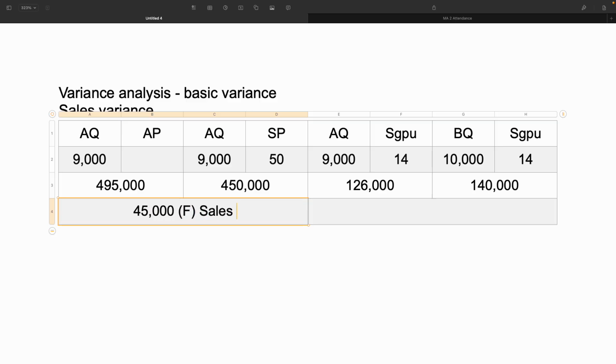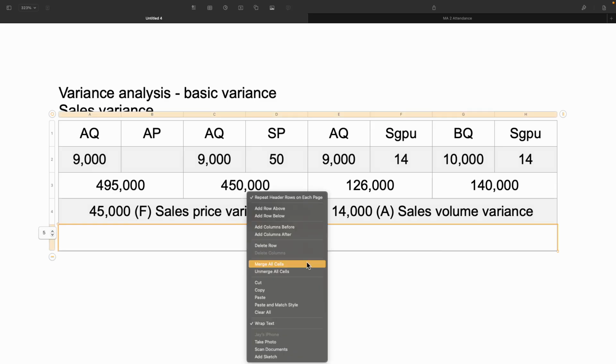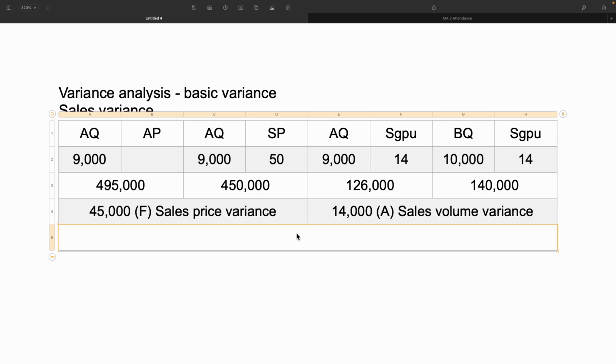This is called sales price variance. The only thing that changed was the price. Now over here, you actually earned 126,000, should have earned 140,000. This means we have 14,000 adverse. That's basically how you go about doing it. And then you can add the whole thing up. When you add the whole thing up, you're going to get about 31,000.